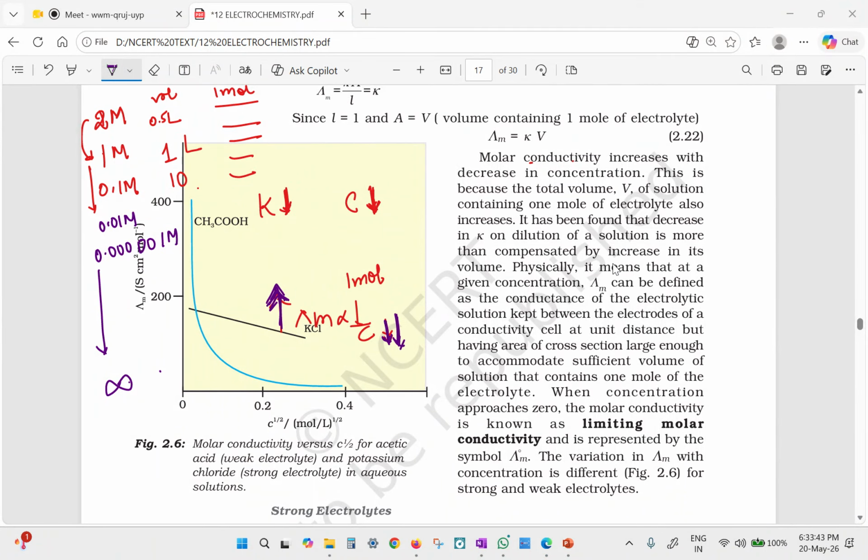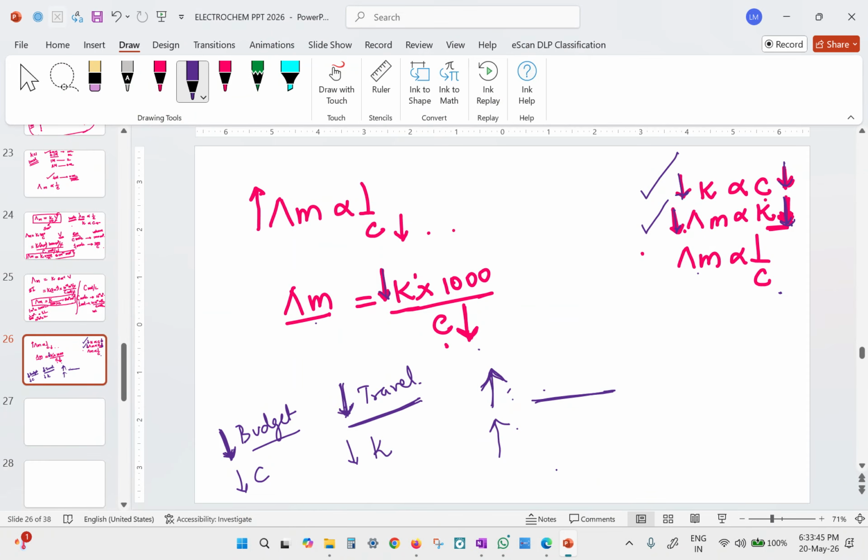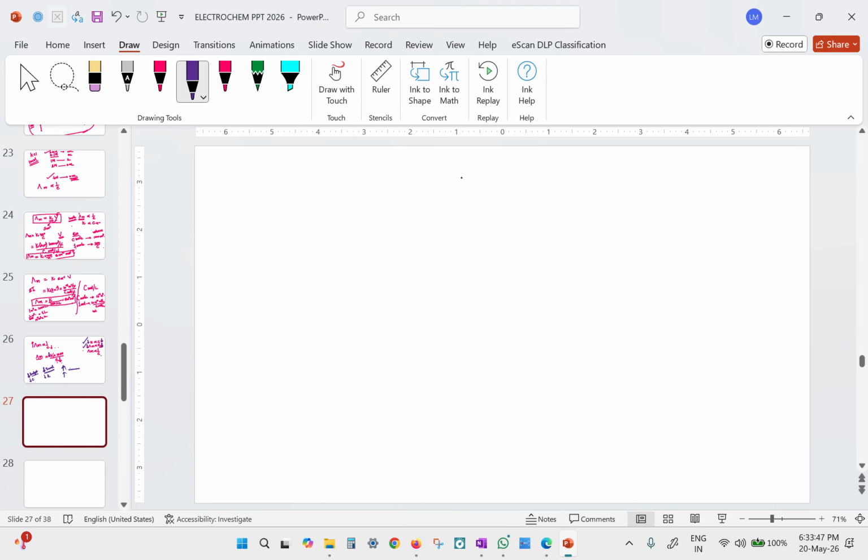Okay, so look at the conductivity part here. We know lambda m is inversely proportional to C. As we keep on diluting, decreasing the concentration, the molar conductivity value keeps increasing. So, when is it maximum? When the C is at its minimum. What is minimum? When the concentration approaches zero.